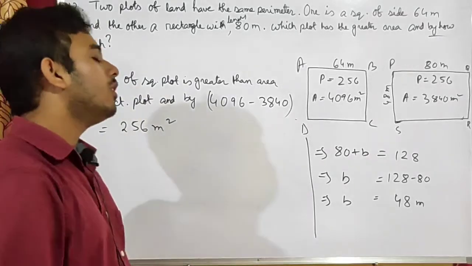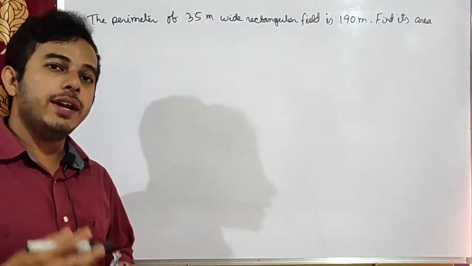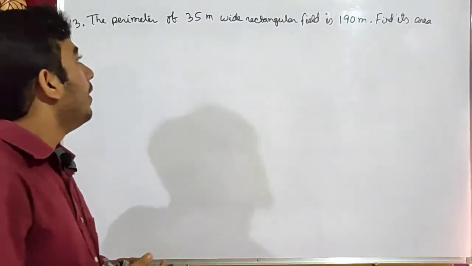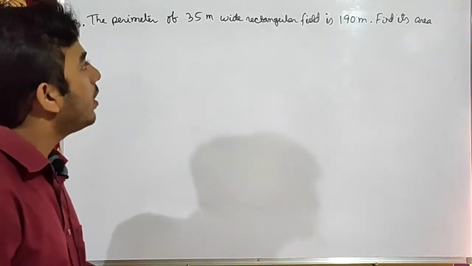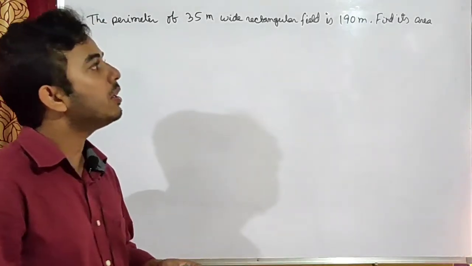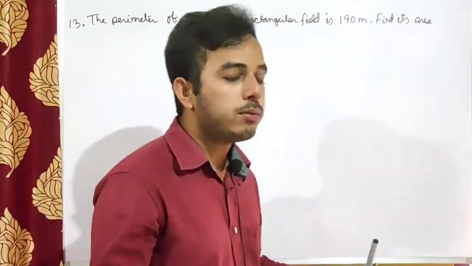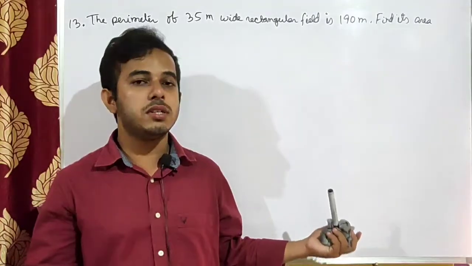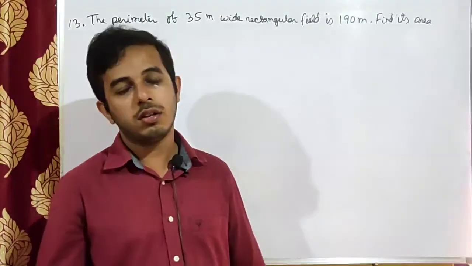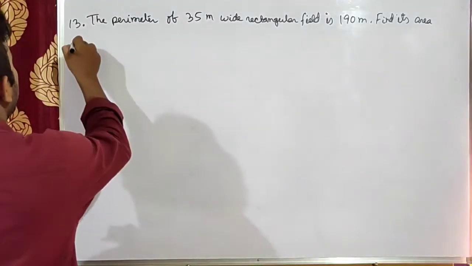Okay. So now let's move to our next question, that is question number 13. The next question is: the perimeter of a 35 meter wide rectangular field is 190 meter, find its area. So here the perimeter is given and the width is given, we have to find its length. If we find the length, then we can easily find out the area. So let's find out the length from the perimeter. Okay, so we'll write the solution.